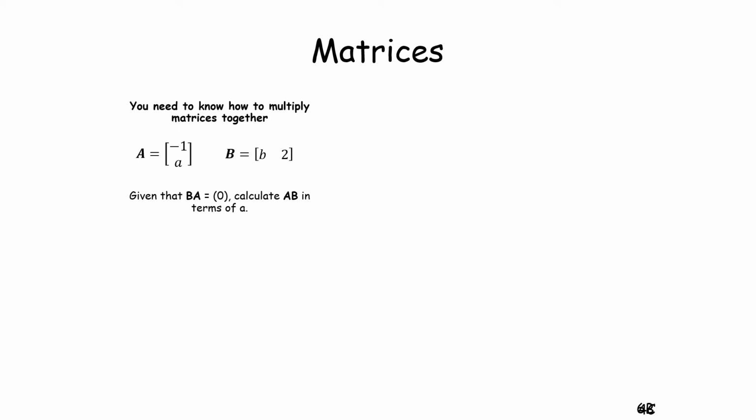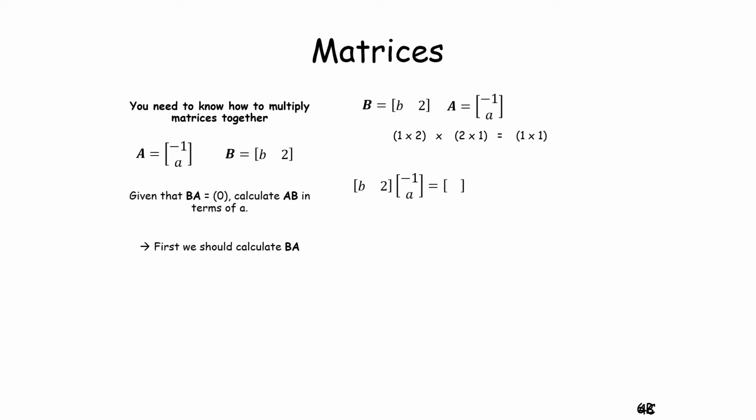So here we've got two matrices A and B. Given that B times A is 0, we want to calculate A times B in terms of A. So first we should calculate B times A. So 1 by 2, 2 by 1. Well, that will work, and that will give us 1 by 1. So if we multiply this out, we get the following.